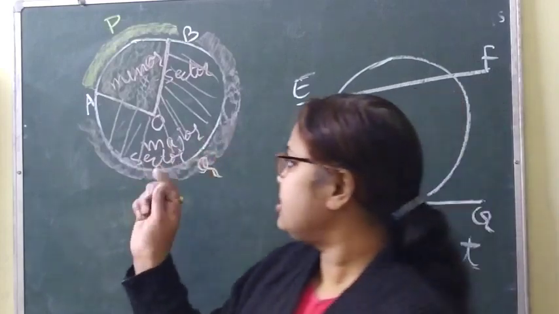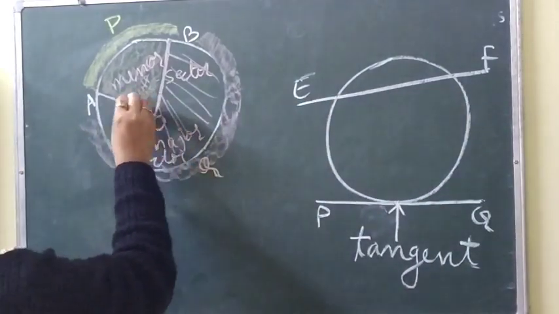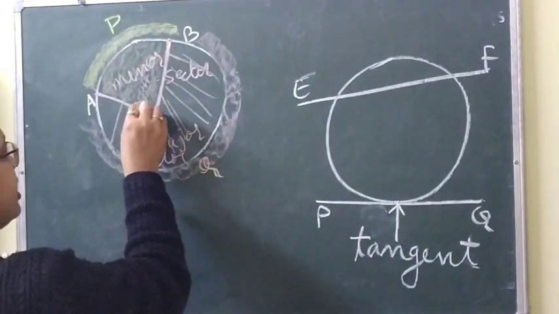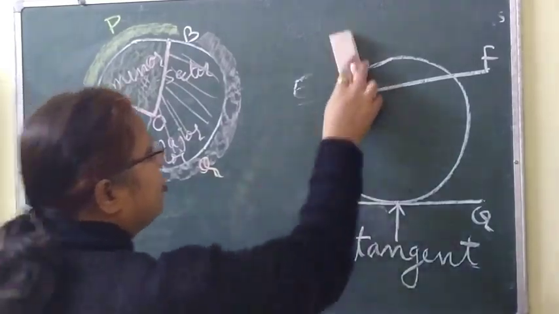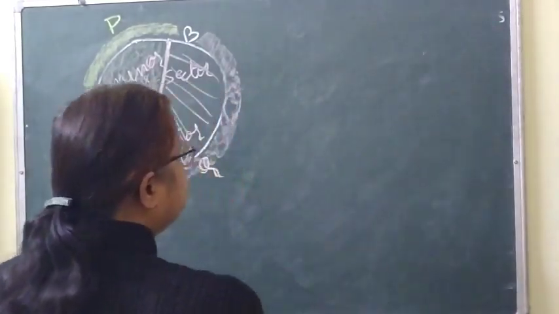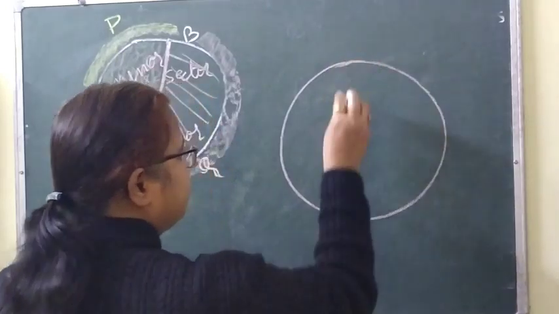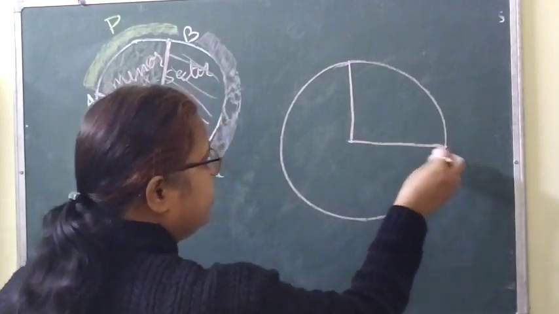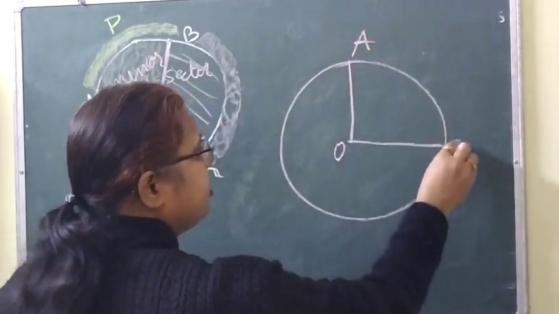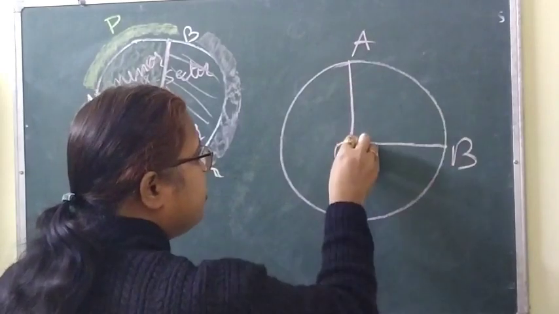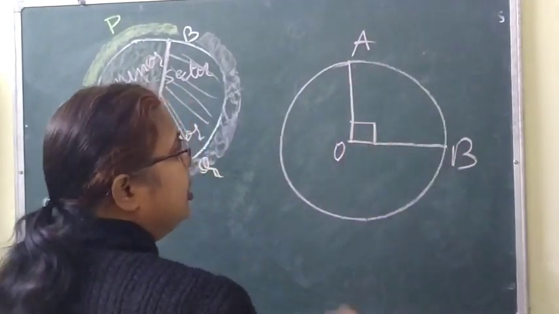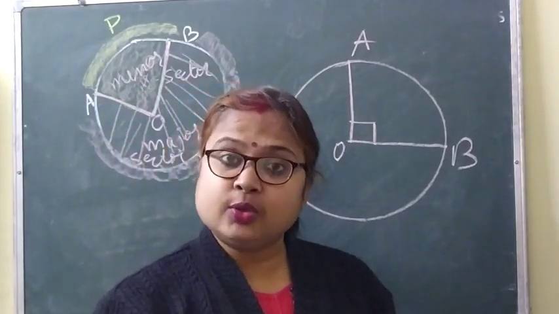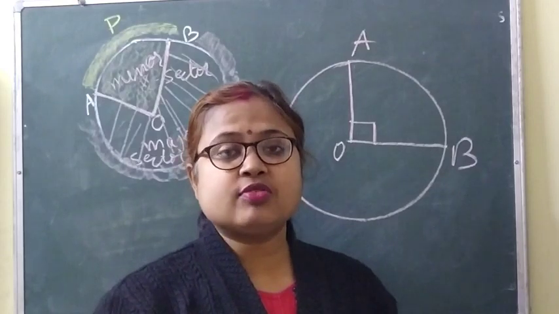Now, in this sector only, if the angle between the two radii is 90 degrees, clear? Angle between these two radii is 90 degrees, then it is called a quadrant. Okay. So what is a quadrant? This is the circle. This one is the center. This one is one radius. This one is another radius. So this one is O, this one is A, this one is B. So what is the angle between AO and OB? 90 degrees. So a sector in which two radii are mutually perpendicular is called a quadrant.